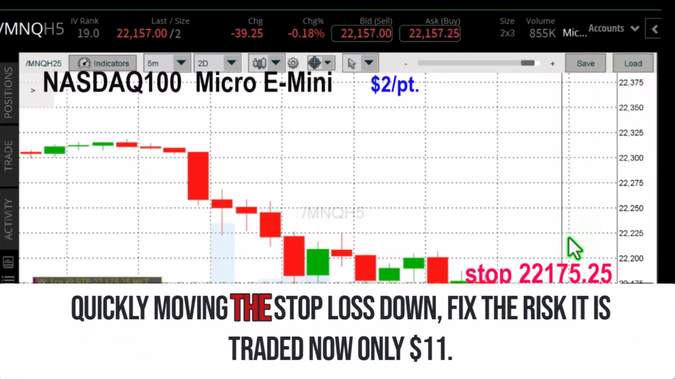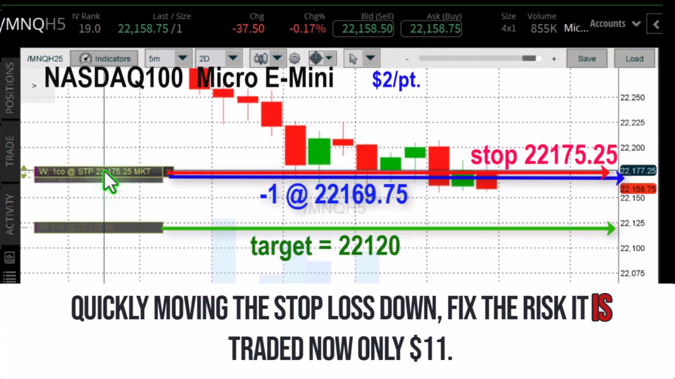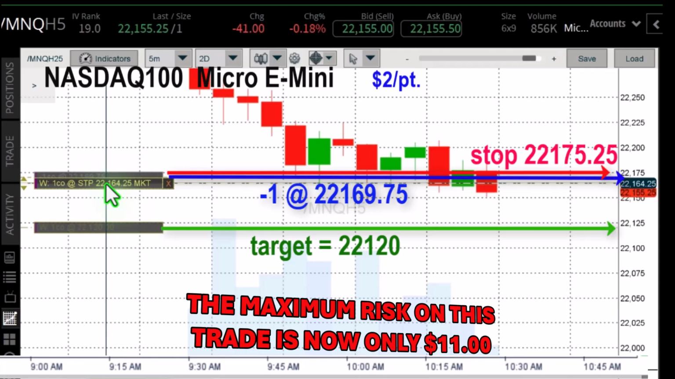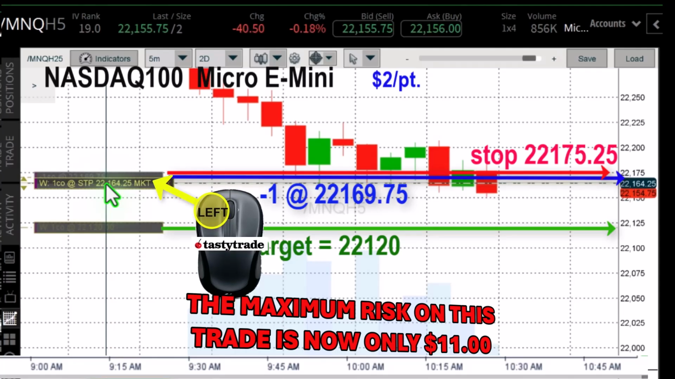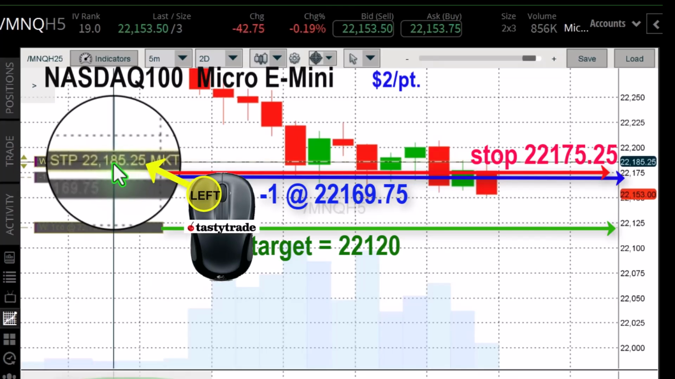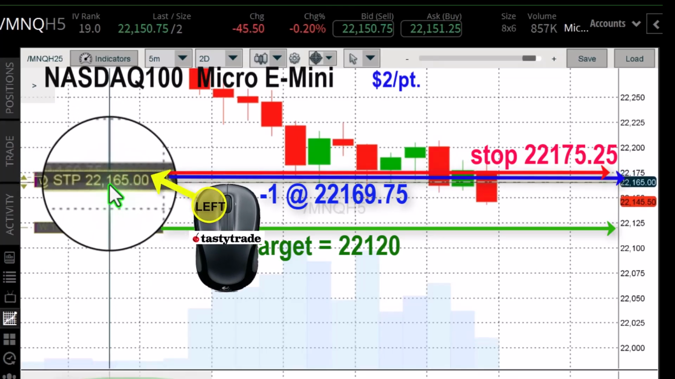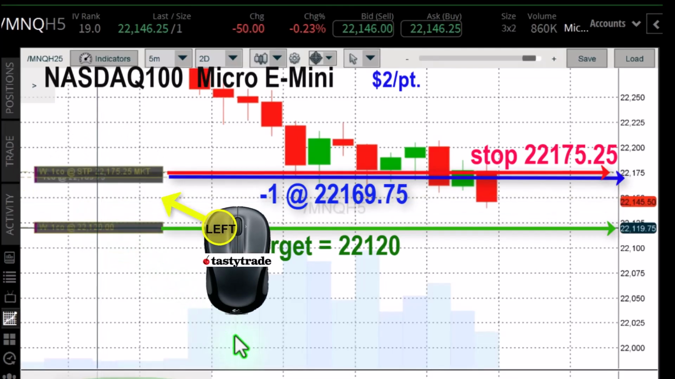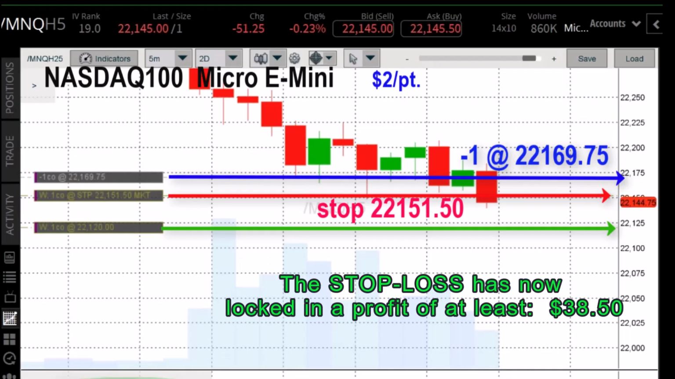Quickly moving the stop loss down, I fix the risk of this trade at now only $11. Even better than I'd hoped, we're now trading down below $22,155, and I get the Tasty Trade mouse again and drag that stop down, reducing the risk even more. Now I'm short one contract, so moving the stop loss down below the entry price actually locks in a profit.